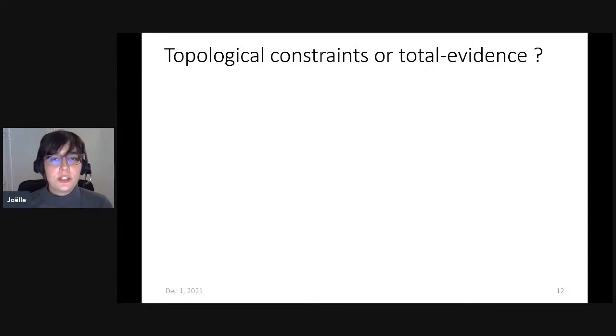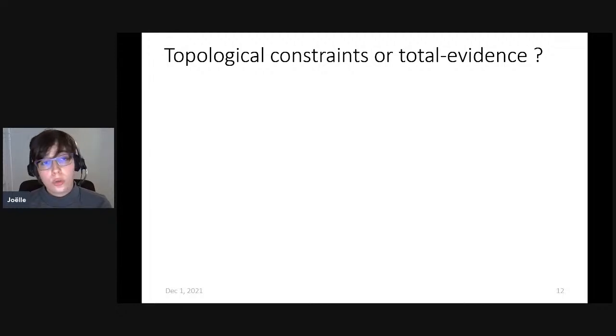So I guess one question that can arise from this whole presentation is, then what do you use, right? Which one is better, topological constraints or total evidence? Well, one thing first I will mention is that this isn't an either-or situation. It's totally possible to add topological constraints to a total evidence analysis. In fact, it's been done in previous empirical analysis. So that gives you a nice way forward, I guess.